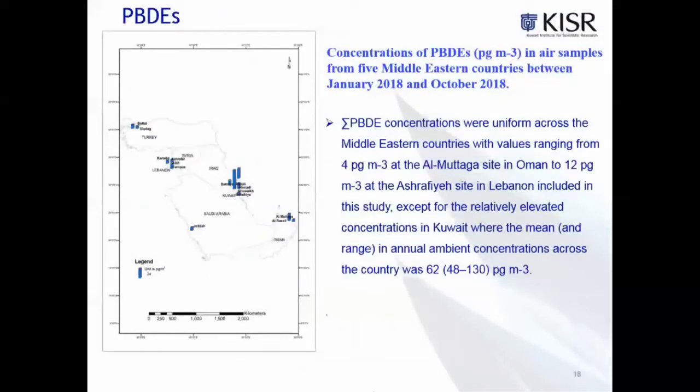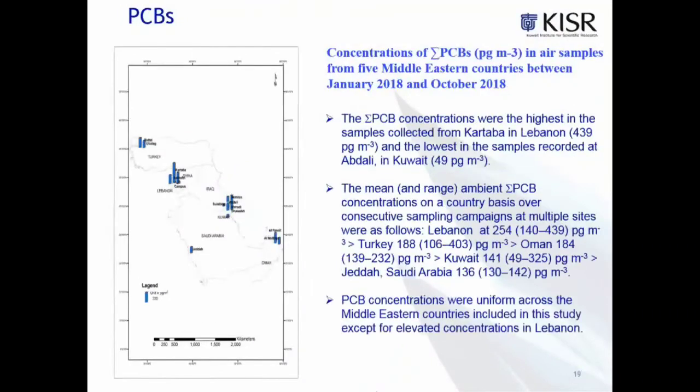So when it comes to the PBDEs, we see a similar graphic. Again, the highest concentrations were found in Kuwait. The concentrations in general were uniform across the Middle East countries, with values ranging from four to 12 picograms per cubic meter, except for the relatively elevated concentration in Kuwait, where the mean annual ambient concentration across the country was 60 to 42 picograms per cubic meter.